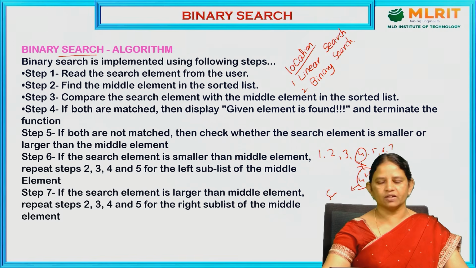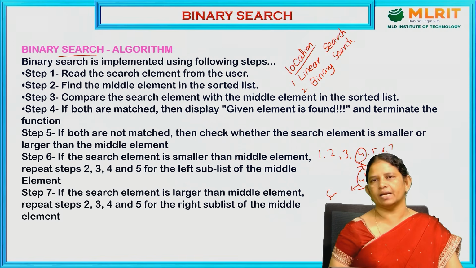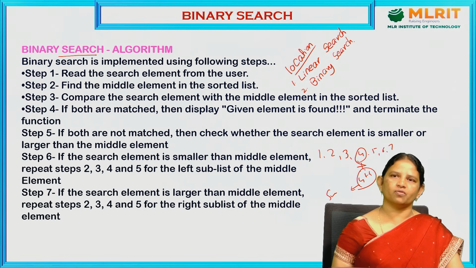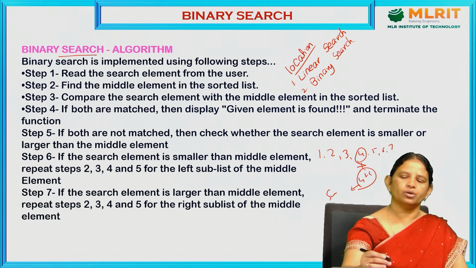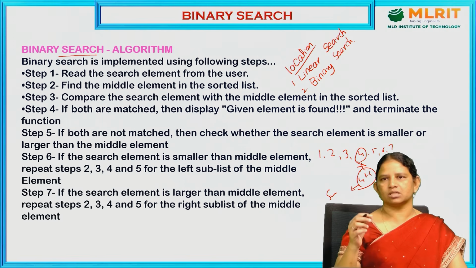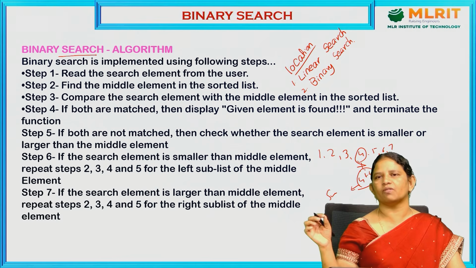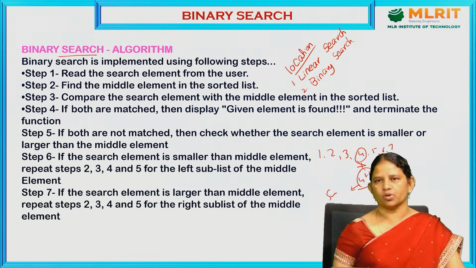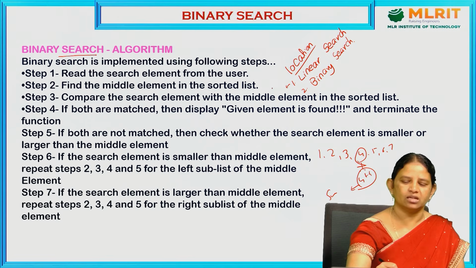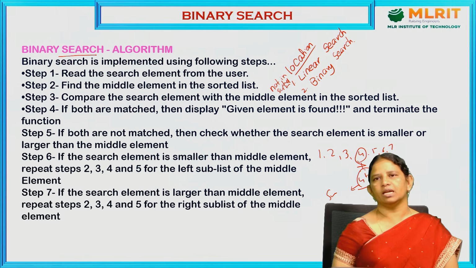So what is the difference between linear search and binary search? In the case of linear search, we take the key element, and the key element is compared with each and every element in the searching process. And the second thing is, in linear search, elements need not be in sorted order. No need to follow the sorted order for linear search.